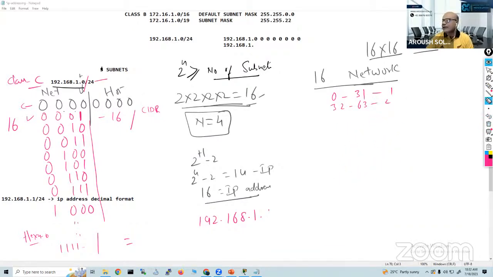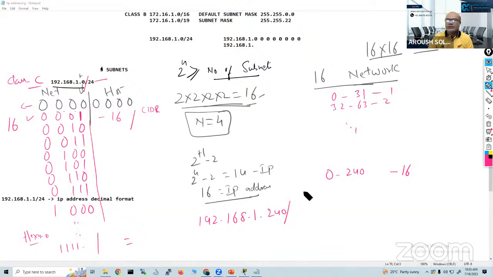I'm not using a calculator for you guys. I'm calculating all this. Okay, it goes. I think this is my 16th network. So I think it will become 240, plus 16 means 16 IP addresses.